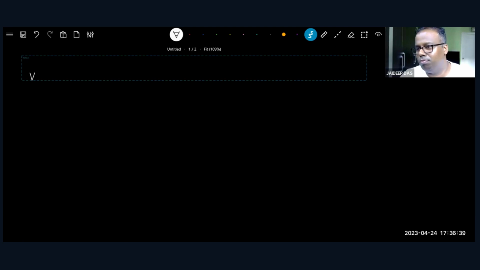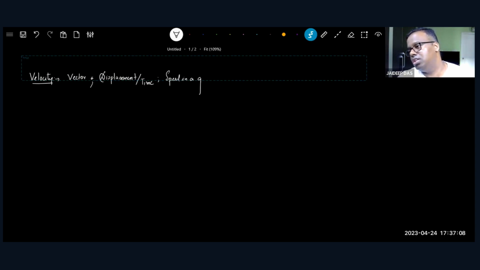A quick brief on velocity that we were discussing the other day. Why am I taking time? Because you have to understand this for your grade 11 and 12. Grade 11 rather. Velocity, what all did we study? It's a vector quantity. It is the ratio of displacement over time. You can also call it speed in a given direction.